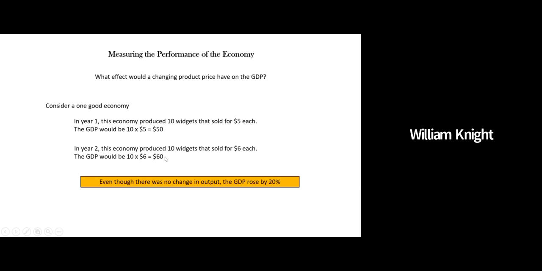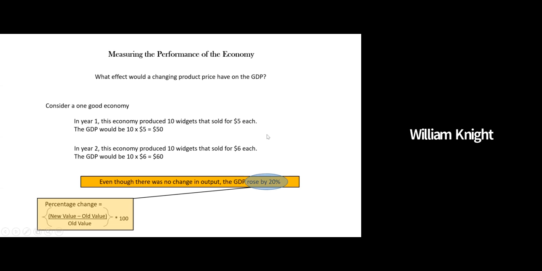Now, in year two, this economy produced 10 widgets, same amount, as you can see, and sold them for $6 a piece. What would the GDP be then? The GDP would be 60. Now, even though there was no change in output, the circular flow didn't go around any faster or any slower, it goes around at the same rate, the GDP rose by 20%.